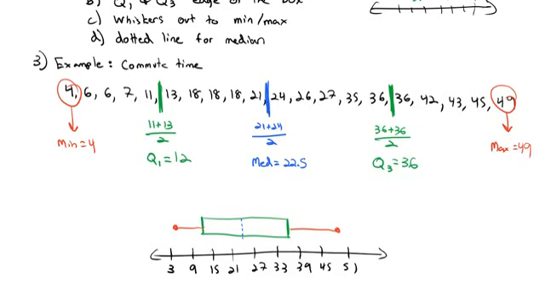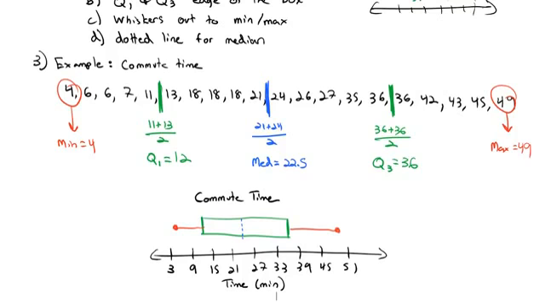Of course, any graph needs a title, so we can title this commute time. And label the x-axis, maybe time in minutes. And we have our box plot. Now, normally the box plot would all be one color, but I did color coding to show where all the pieces came from in this example.